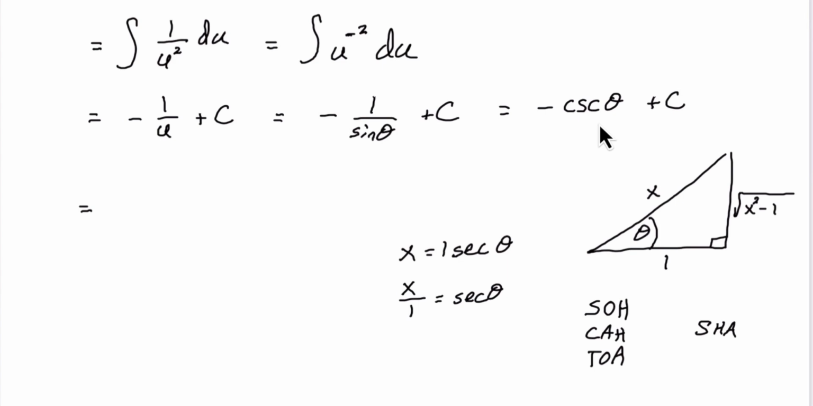Going back to what we have here, now we're looking for cosecant. Cosecant is the reciprocal of sine. So if sine is opposite over hypotenuse, cosecant will be hypotenuse over opposite. So the hypotenuse x divided by the opposite, square root of x squared minus 1. And remember that it is negative, so we'll just put a negative sign out front, and plus c.